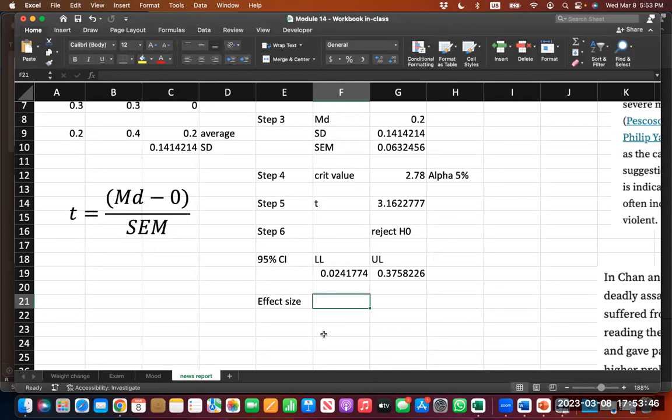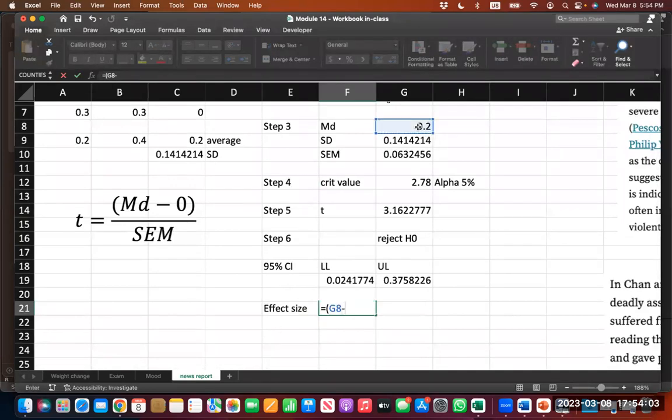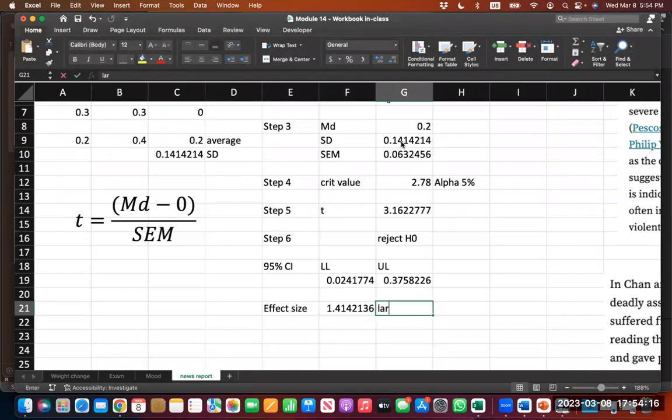we're now dividing the difference by the standard deviation rather than the standard error of the mean, where the standard error of the mean is affected by the sample size, but the standard deviation is not. So we're calculating the mean difference of 0.2 minus 0 divided by our standard deviation of 0.14. We have an effect size of 1.4, which is consistent with a large effect size.